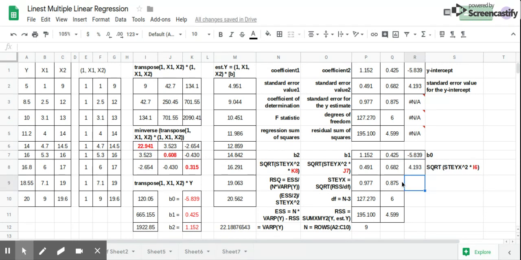That calculates the LINEST function of a dataset with two independent variables.